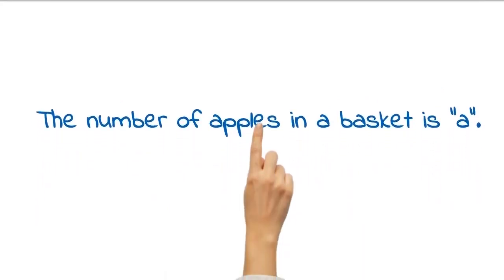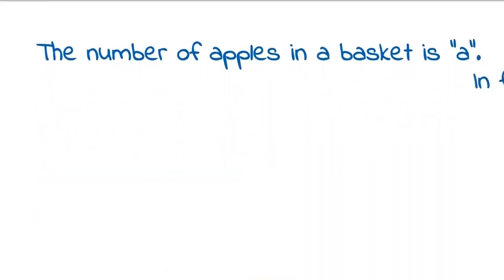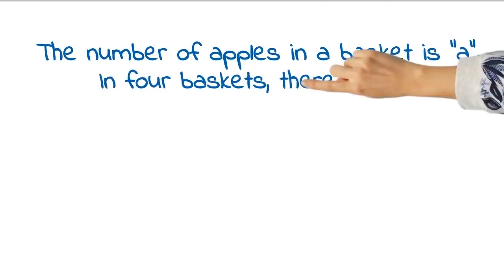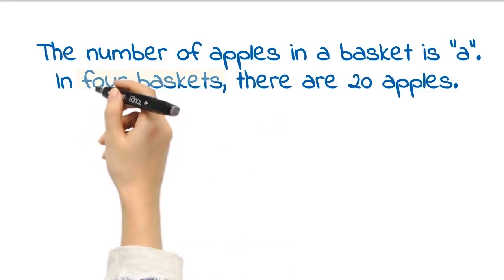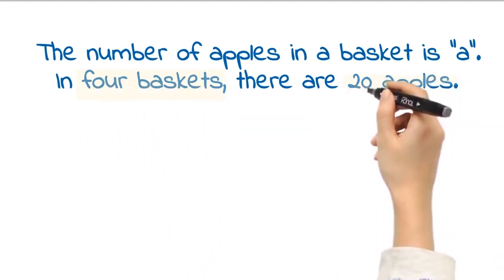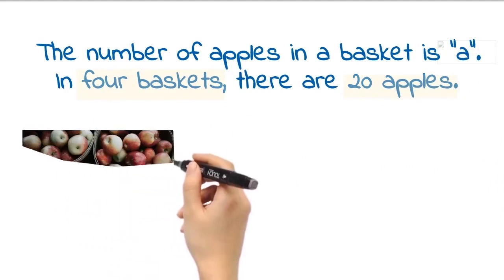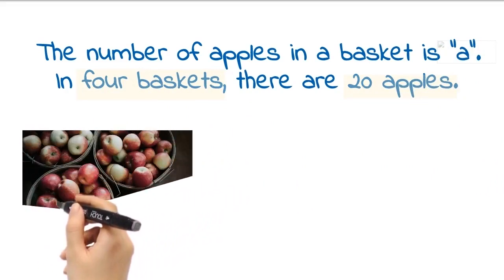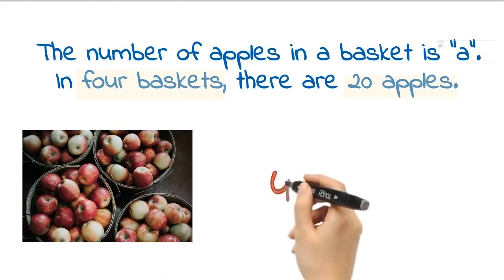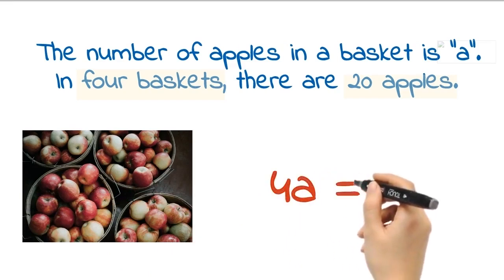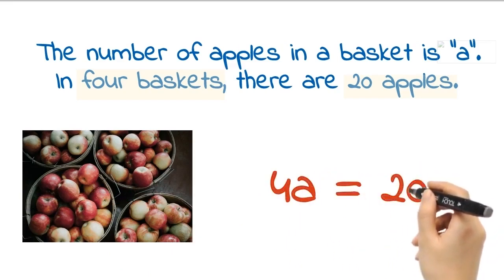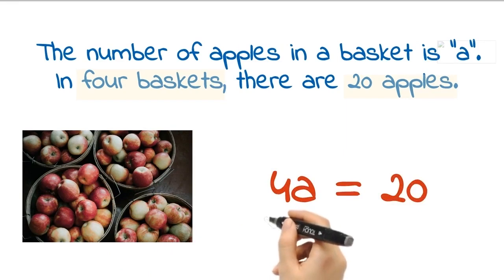Alright, let's look at something a little bit more difficult. The number of apples in a basket is represented by the pronumeral A. In 4 baskets, there are 20 apples. The problem says that the number of apples in a basket is represented by the letter A. Now there are 4 baskets, and in total these baskets contain 20 apples. So the mathematical equation to represent the situation would be 4 times A equals 20.